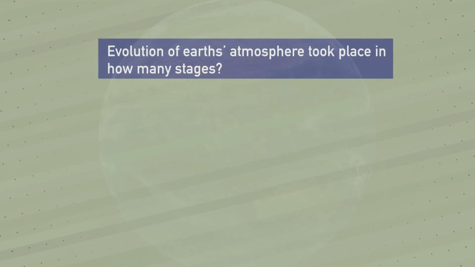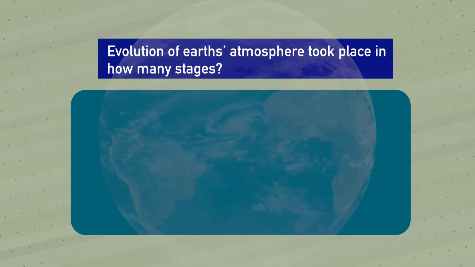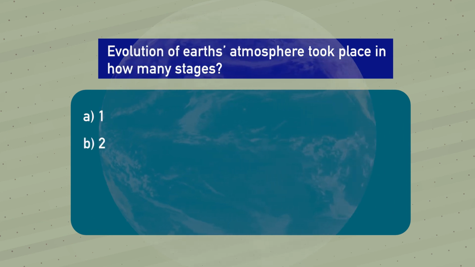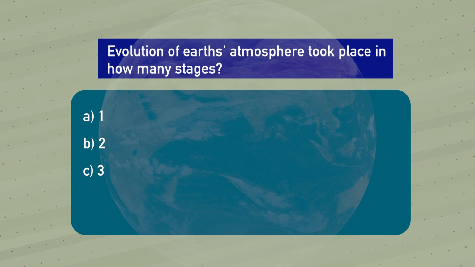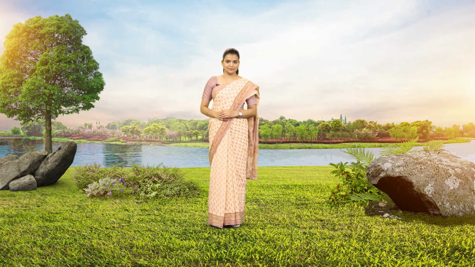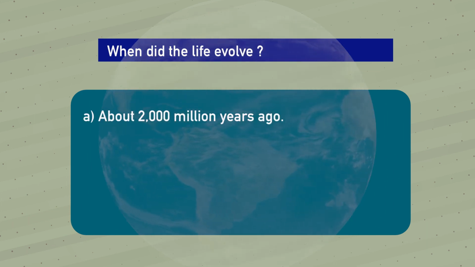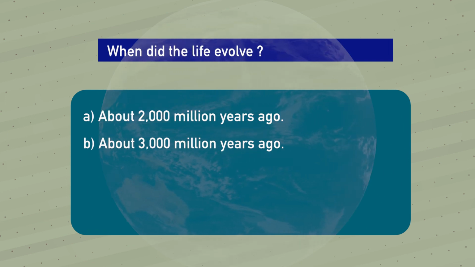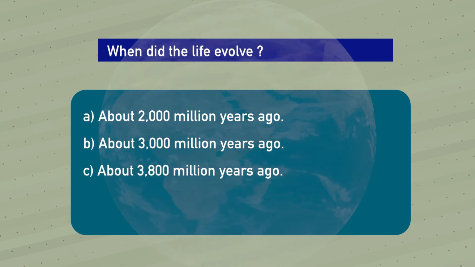2. Evolution of Earth's atmosphere took place in how many stages? A. 1. B. 2. C. 3. 3. When did the life evolve? A. 2000 million years ago. B. 3000 million years ago. C. 3800 million years ago.